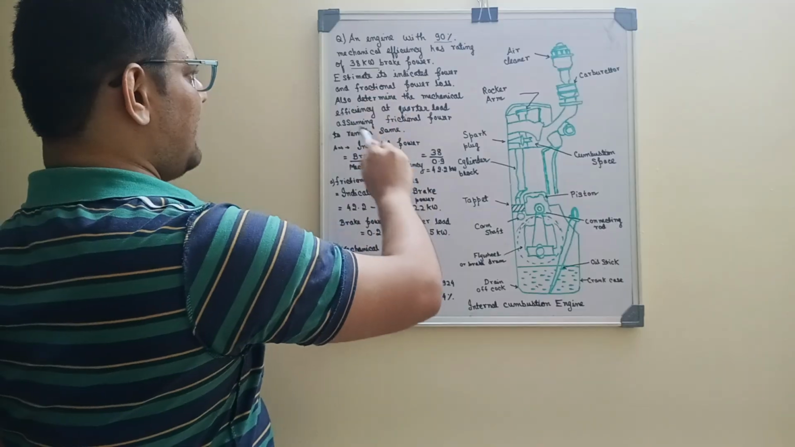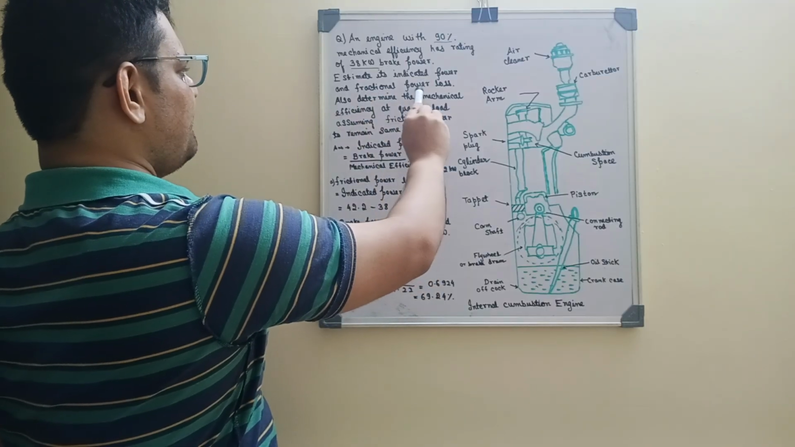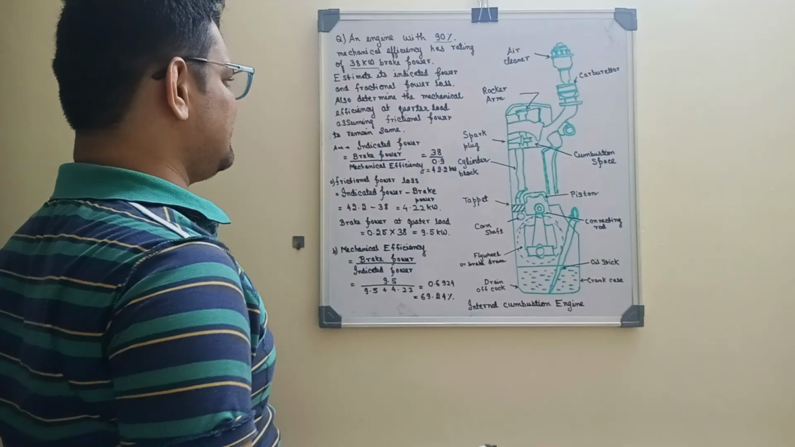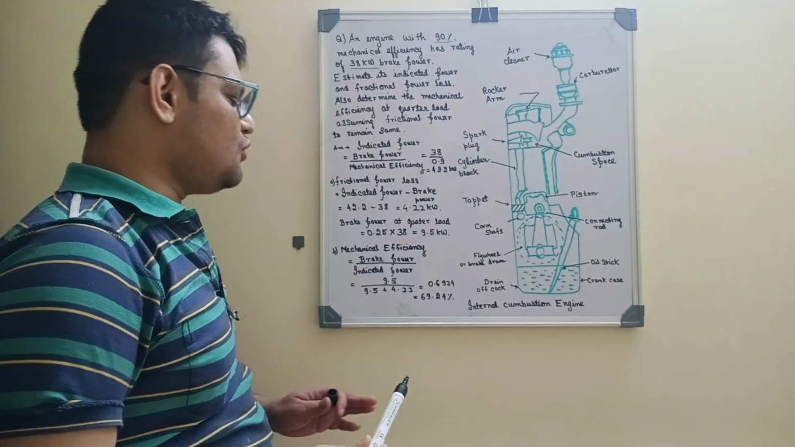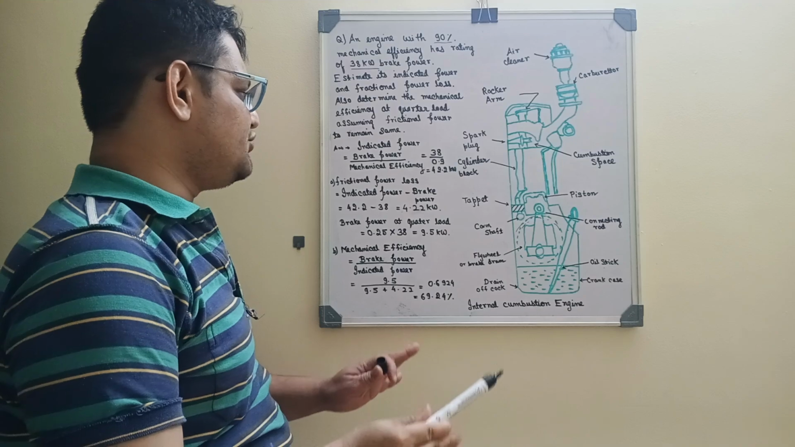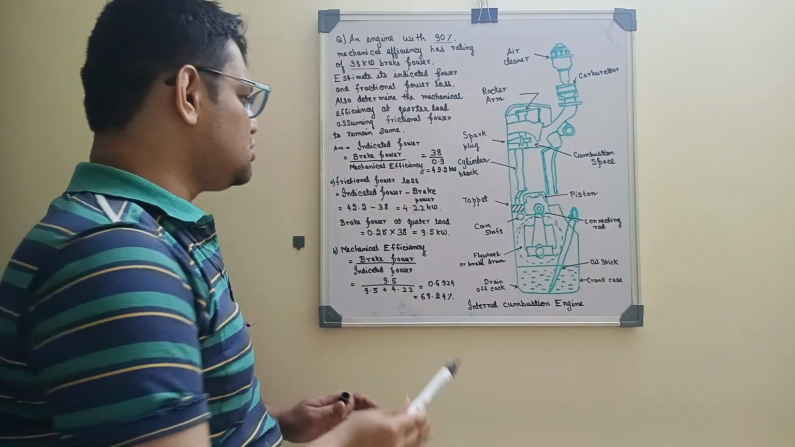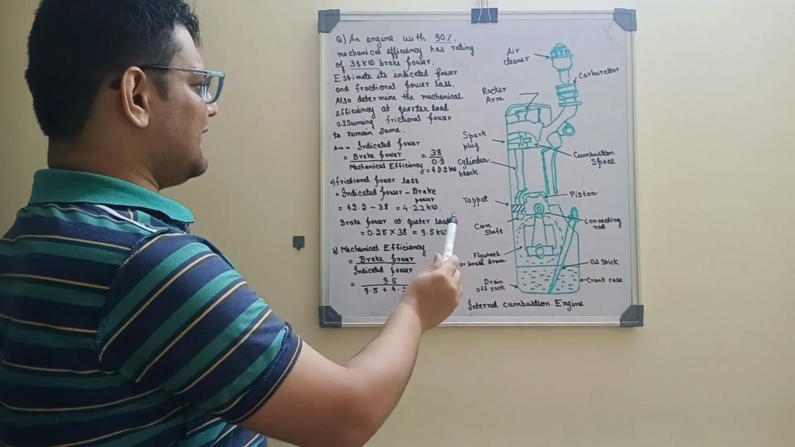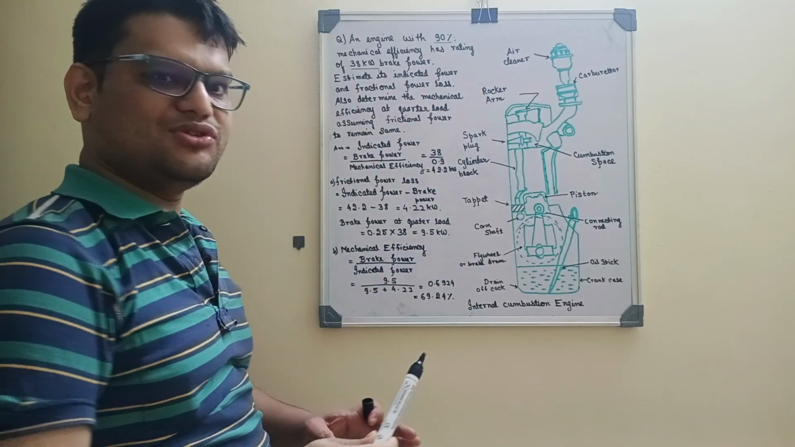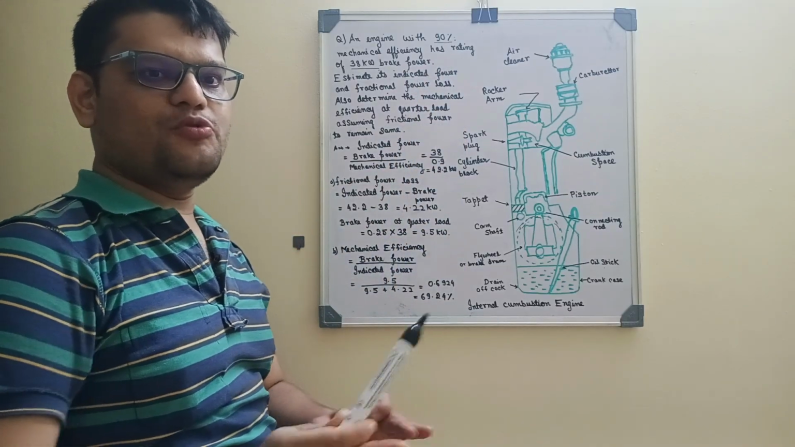So we have to find the indicated power and the frictional power loss, and we also have to determine the mechanical efficiency at the quarter load. So we always have to memorize the formula: in what situation, which formula should be used to get the correct answer. We have already got the efficiency as 90%. So we always know the efficiency is equal to output by input.